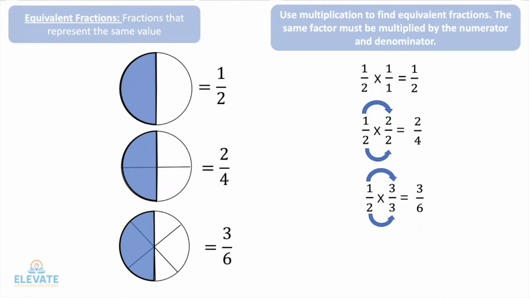Let's look at our next problem. We have 1/2 times 4 over blank. What number will replace our missing factor?